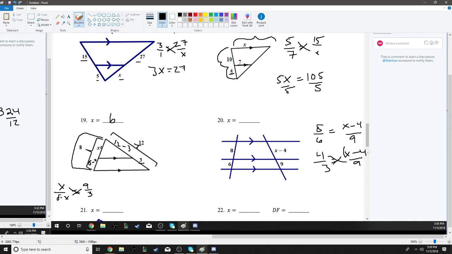Cross multiply, don't forget to put parentheses around it. 4 times 9 is 36. And 3 times x minus 4. Distribute. 36 is equal to 3x minus 12. Add 12 to both sides. We get 48 equals 3x. And divide both sides to get x equals 16.